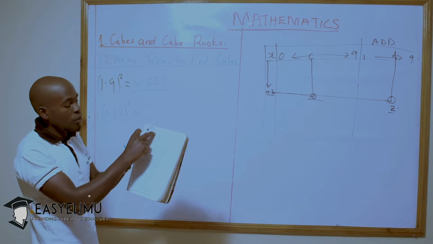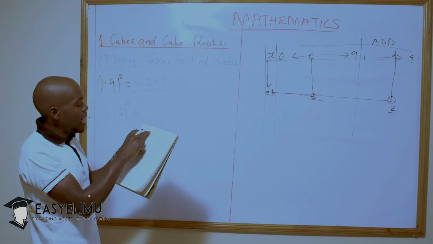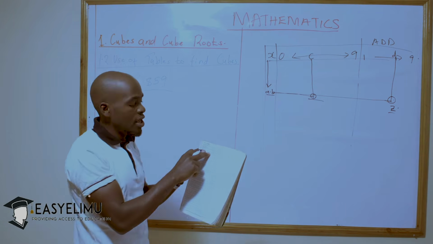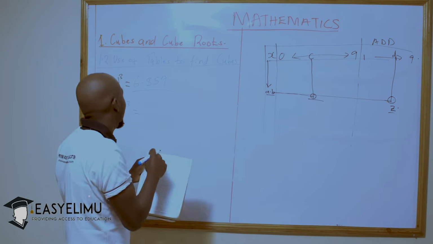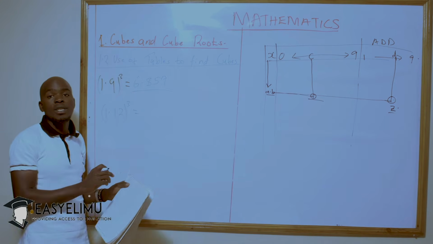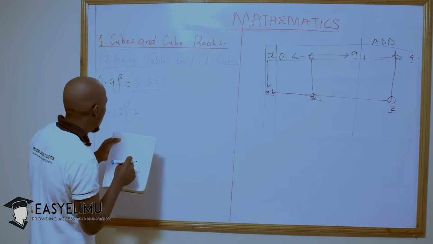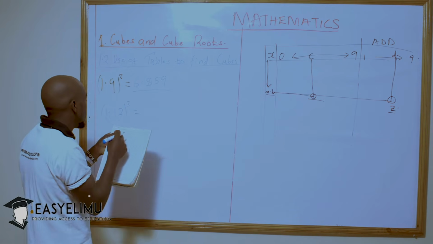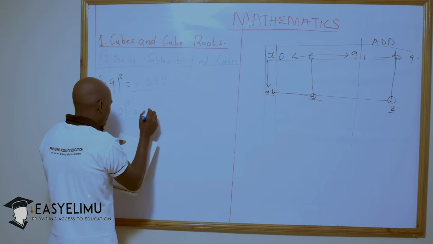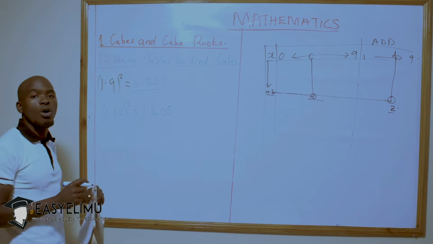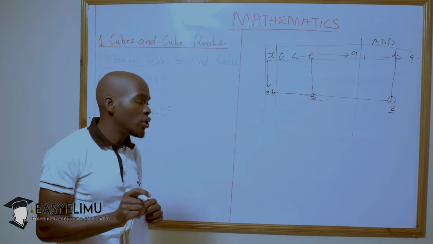Use that column and that row of 1.1 and find where the two coincide. Where they coincide, take that as the value of the cube of 1.12, because it has no other additional digit. So you will find it is 1.405, and that is the cube of 1.12.